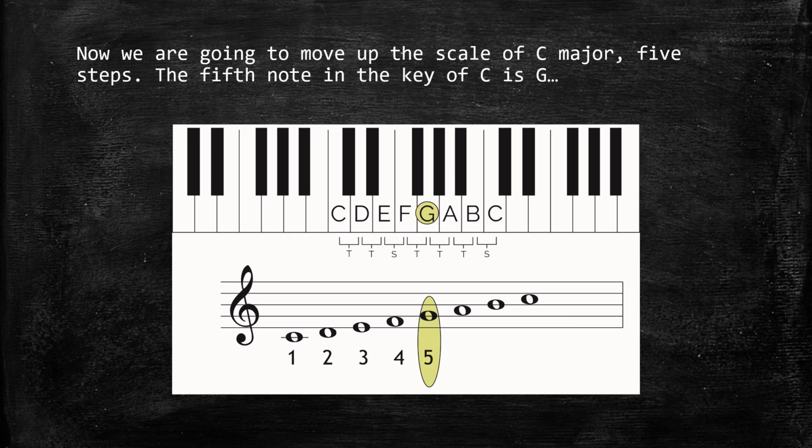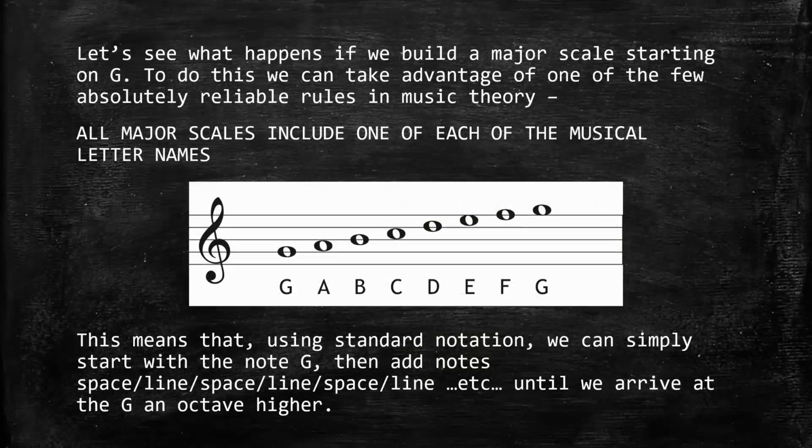Now we're going to move up the scale of C major 5 steps. The 5th note in the key of C is G. Let's see what happens if we build a major scale starting on G. To do this, we can take advantage of one of the few absolutely reliable rules in music theory. All major scales include one of each of the musical letter names: G, A, B, C, D, E, F, G in this case.